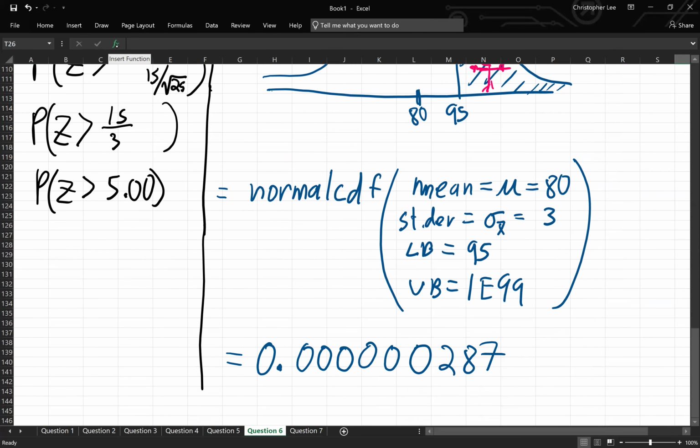Now remember my formula sheet. I cannot look up probabilities that are greater than. I can only look up probabilities that are less than. So that means that I have to do the complement of this. So this is going to become 1 minus the probability of Z less than 5.00. So this is going to become 1 minus 0 point. Now we're going to look up 5.00 in the formula sheet. Find that for me real quick.